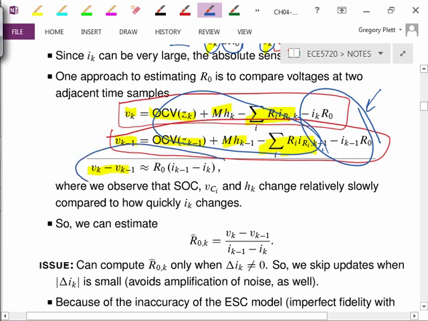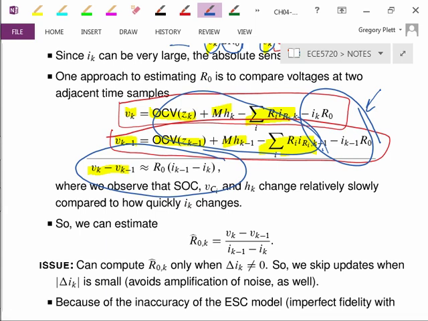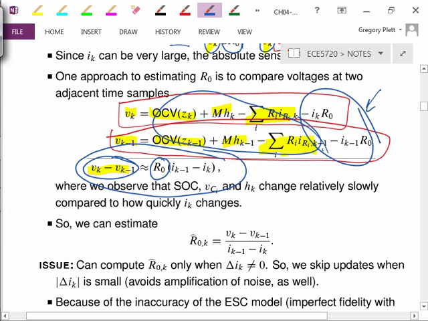So we use that kind of reasoning to justify that from time step to time step, a change in voltage is mostly due to R0 times a change in current. It's not exactly equal to that, but it's mostly equal to that. So we could consider forming an estimate of R0 by taking this, Vk minus 1, and dividing by this, Ik minus 1 minus Ik. So delta V over delta I, in the correct sense, computes an estimate of resistance.